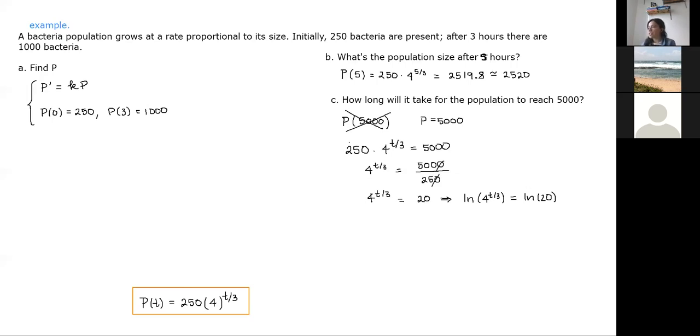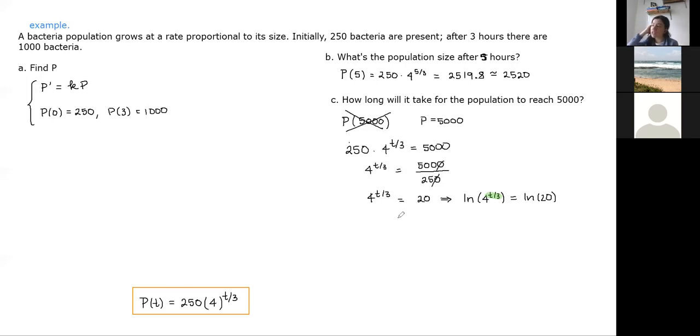Now, why is it interesting for me to apply the natural logarithm on both sides? Well, because I'm trying to recover the exponent over here. And I know that if I apply the logarithm on a given number, I'll be able to take the exponent of that number and put it in front of the logarithm. So I'll be able to turn the exponentiation by T over 3 into a multiplication by T over 3. And I know how to simplify a multiplication.